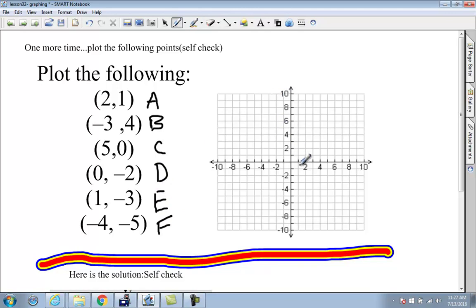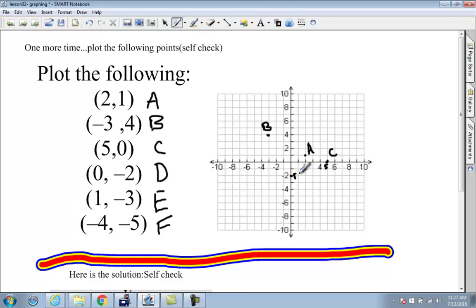So 2, 1, that's over 2, up 1 right there. So I'll call that A, location A. -3, 4, so that's back 3, up 4 right there. And we'll call that B. 5, 0 is right here. And we'll call that C here. Could even put a little 5 in there if you want. 0, -2. That's right here on the y-axis.